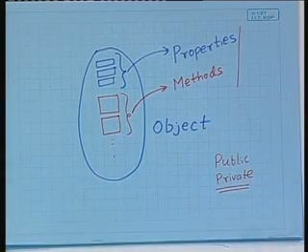Now, if the properties or the methods are public, they can be accessed by other methods, other objects. But if they are private, they can be accessed by the methods only belonging to that particular object. Now, the concept of objects and properties in JavaScript is exactly this.